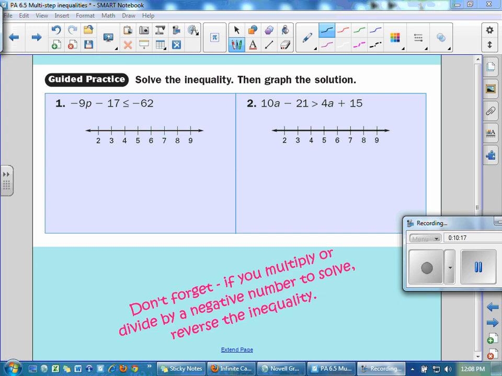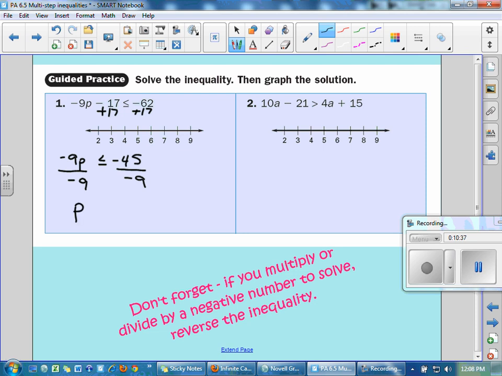On this first example, I'm going to add 17 to both sides. When I do that, I get negative 9p is less than or equal to negative 45. Okay, now I'm dividing by negative 9. Bells and whistles should be going off right now because I did what? I divided by a negative. So if I divide by a negative, I have to flip the sign. P is greater than or equal to positive 5. Closed circle. Go to the right.